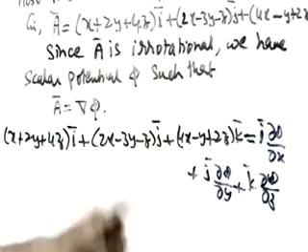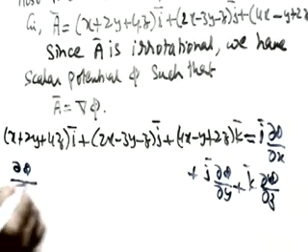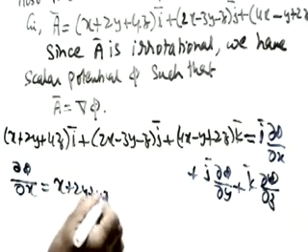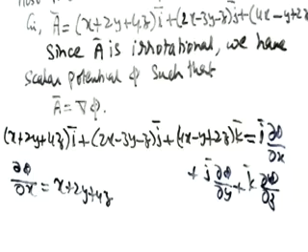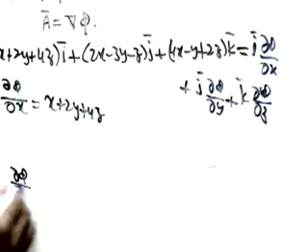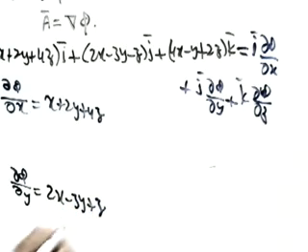Now let me do one thing. Let me compare. So what will be dou phi by dou x? Compare on both sides. Therefore we get like this. Dou phi by dou x equals to x plus 2y plus 4z, and dou phi by dou y, sorry, this is dou phi by dou y, equals to 2x minus 3y plus z. And lastly, dou phi by dou z equals to 4x minus y plus 2z.